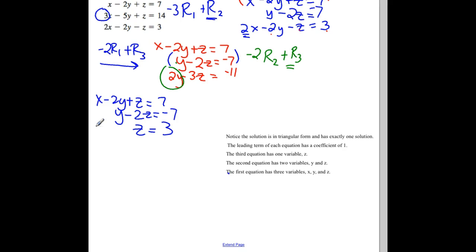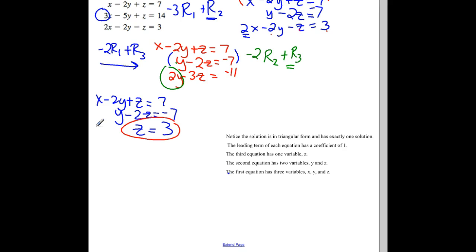We have just taken our original system and converted it into an equivalent system in triangular form. This is what we had in example 1. This was the system we were looking at. So our bottom equation tells me that z equals 3.